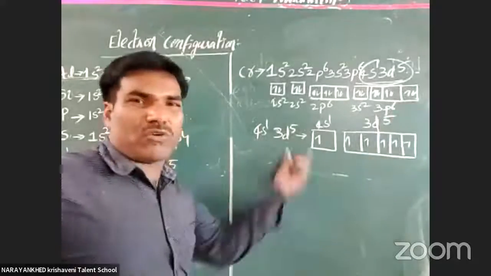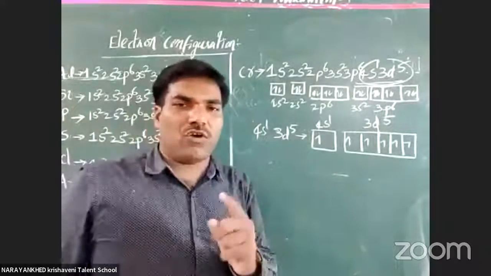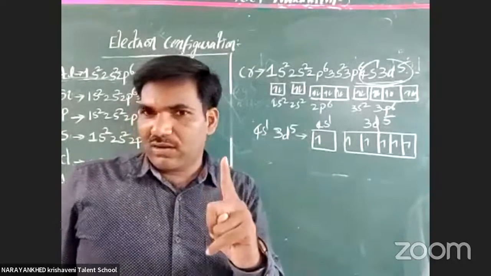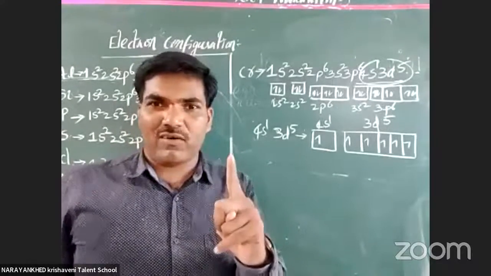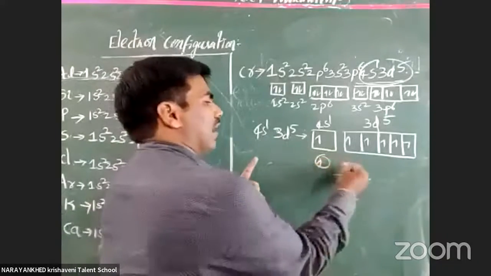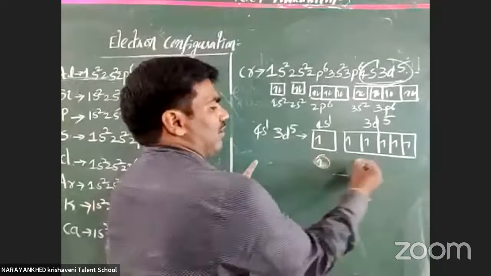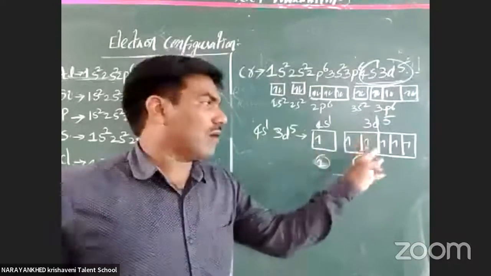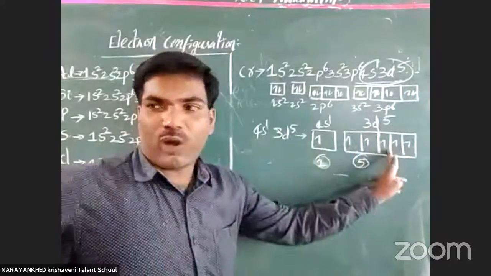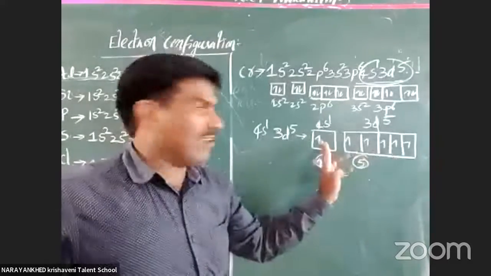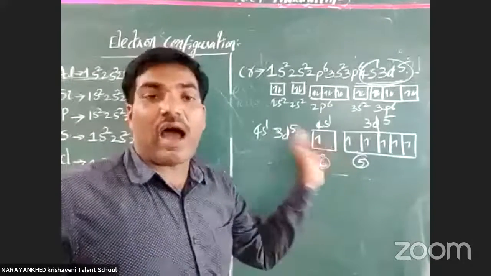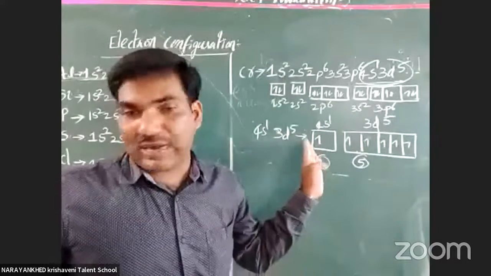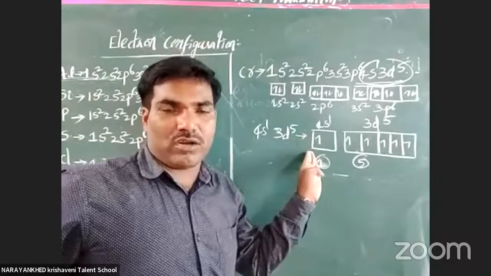What did you observe? The s orbital maximum capacity is 2 electrons. Half of it is 1, right? 2 by 2 is 1. And here, how many electrons are there? 5. The maximum capacity is 10, so it is also half filled. Half filled things are more stable. That's why we write this electronic configuration for chromium.